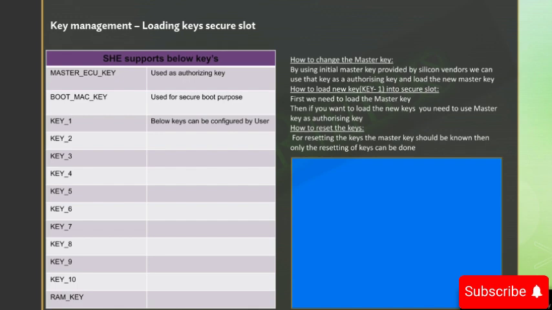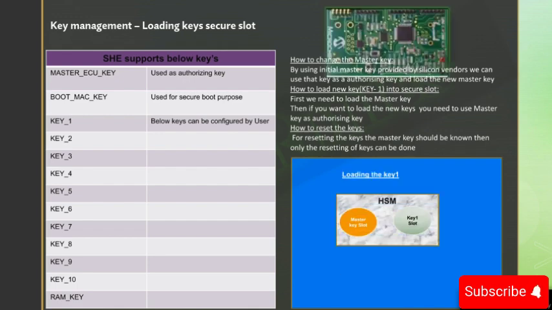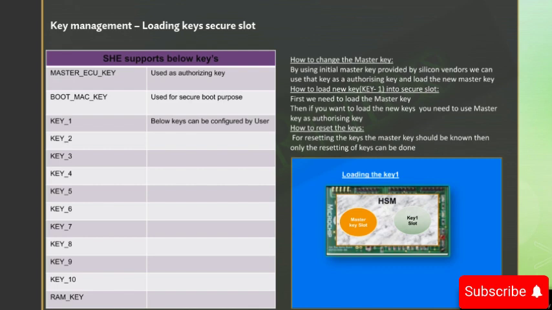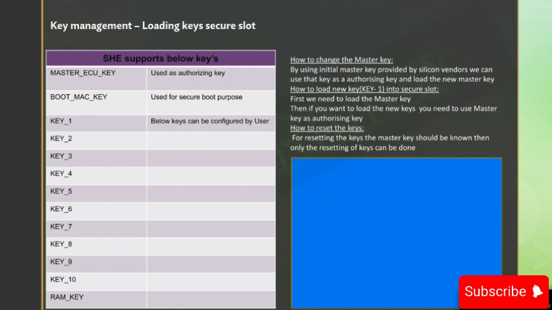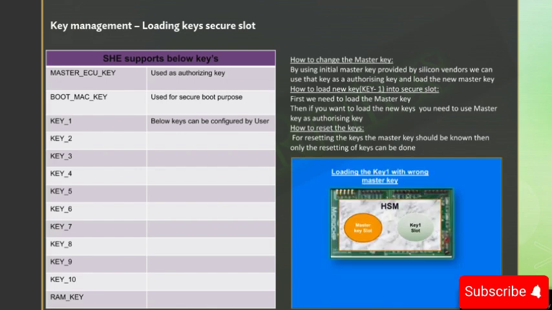Let's see a positive scenario where we can load key 1. First we'll load the master key and then we'll load key 1. Now let's see a negative scenario where we load key 1 with the wrong master key value. Once you load the wrong master key value and try to load the new key, we are not able to load the new key since our master key is wrong.